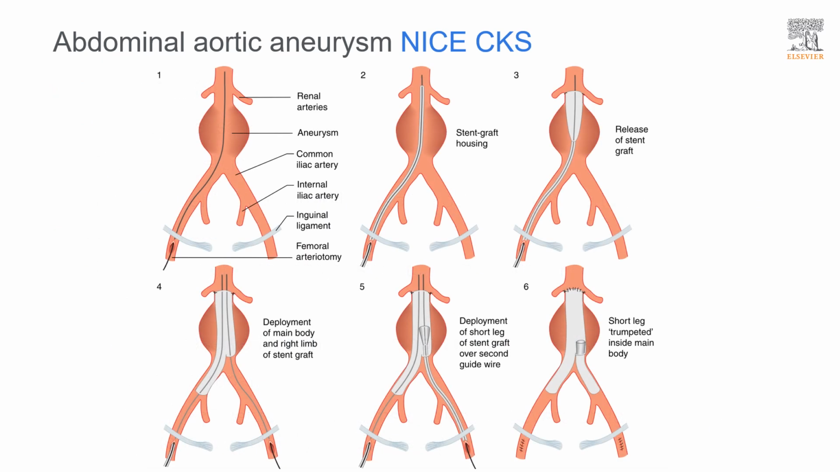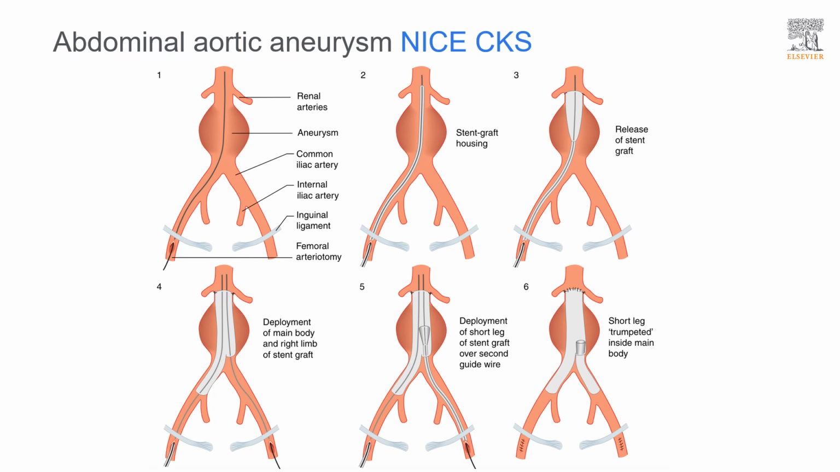This diagram shows an overview of endovascular aortic repair. First, a guide wire is inserted via the femoral artery. A stent graft is advanced over this guide wire and positioned proximal to the aneurysm, with deployment of the first graft securing it in place and positioning the first iliac limb.